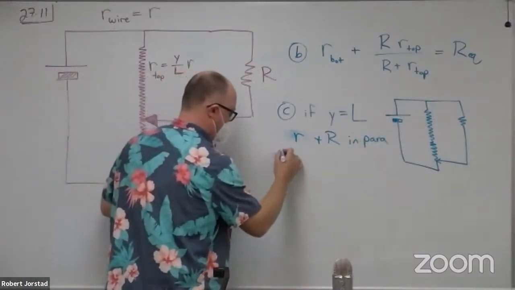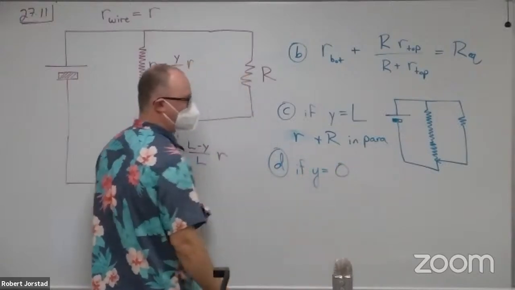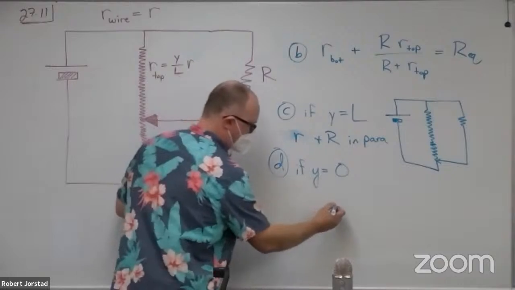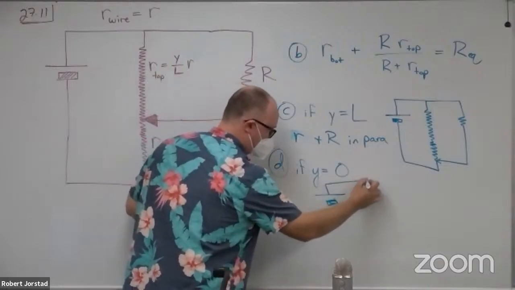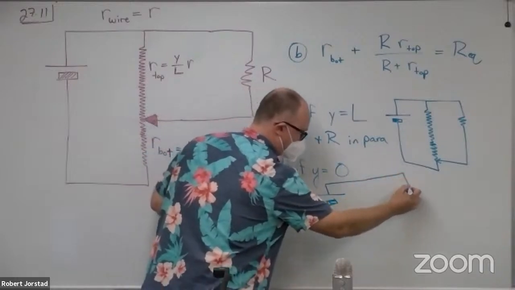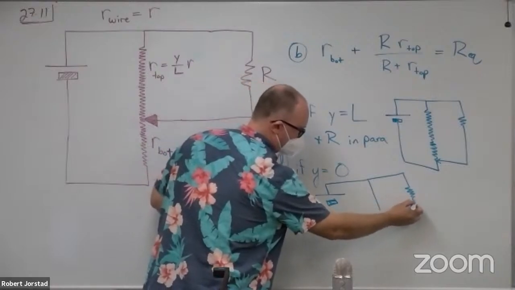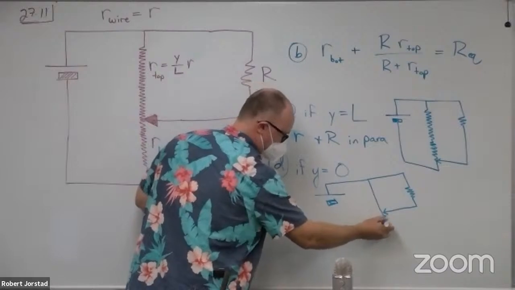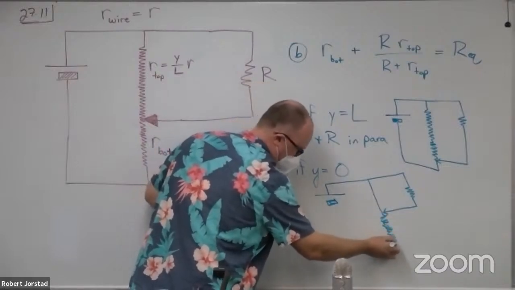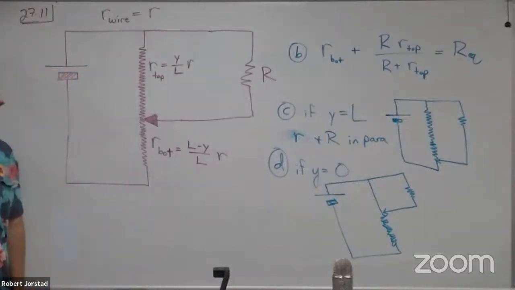What's part D say? Y equals 0. What does it look like? Well, I know this one's here. Right? I'm connecting at the other end. What does that look like?